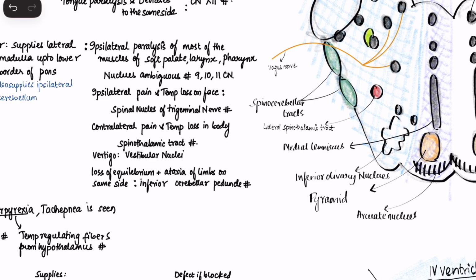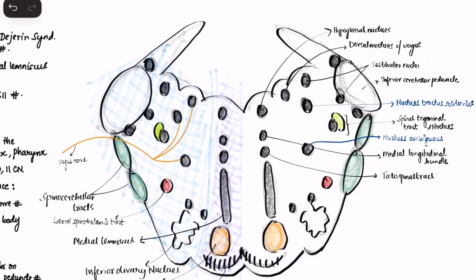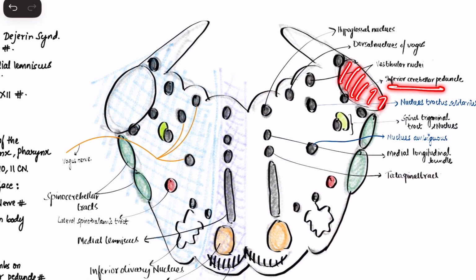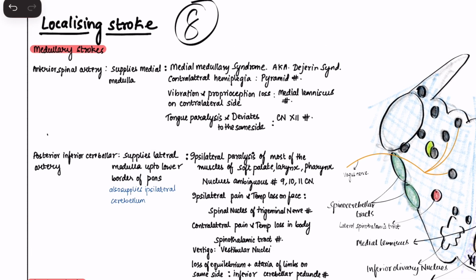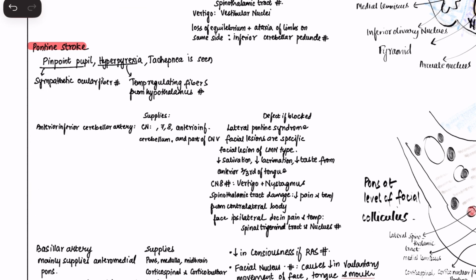And there is also loss of equilibrium and ataxia of the limbs on the same side because the inferior cerebellar peduncle is damaged. Right, the inferior cerebellar peduncle. These are the medullary strokes. Now coming to the pontine strokes.